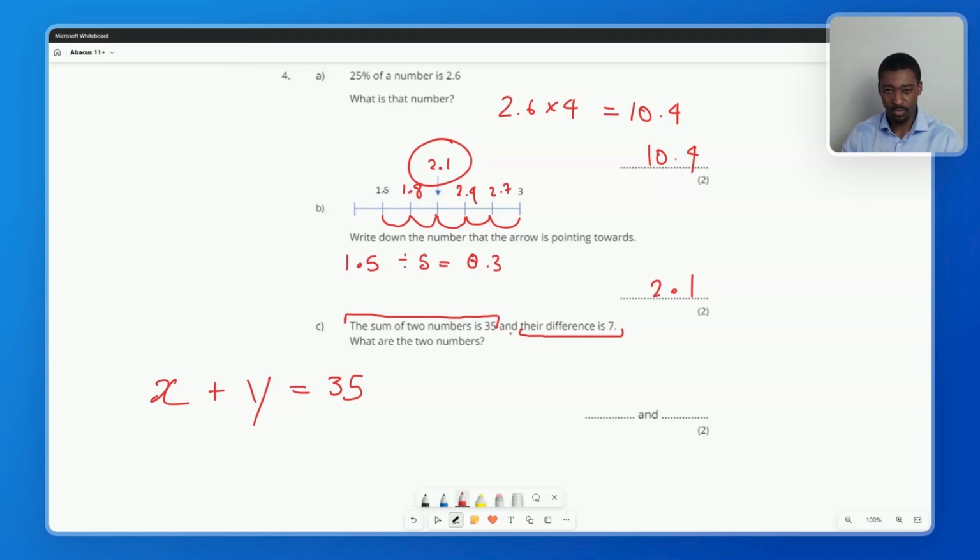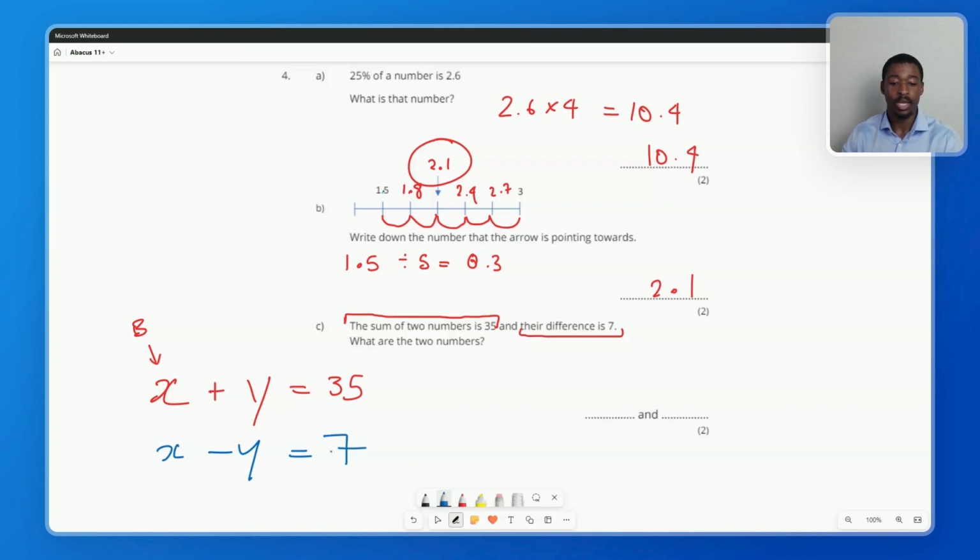Well, if their difference is 7, that means that the bigger number minus the smaller number should give us 7, right? Like when we say that the difference between 3 and 10 is 7, that's because 10, the bigger number, minus 3, the smaller number, equals 7. So let's say that X is the bigger number. What that means is that X, the bigger number, minus Y equals 7.